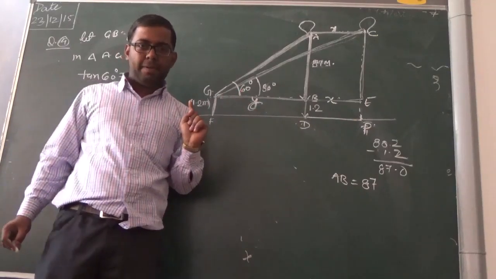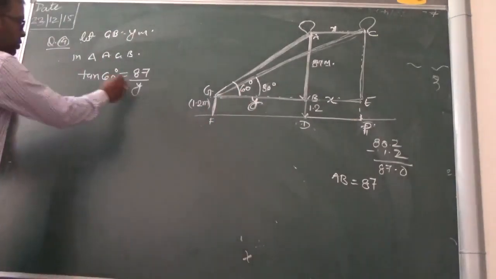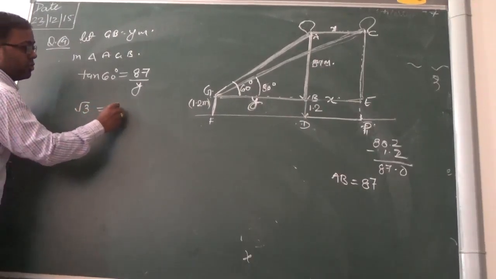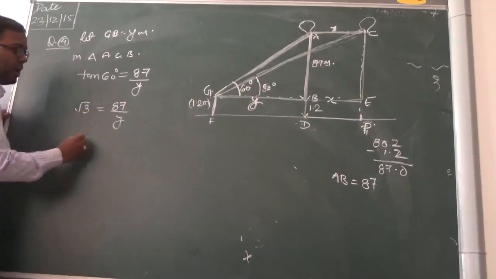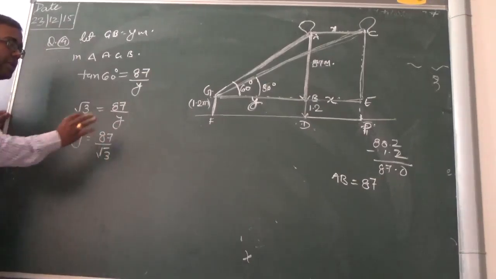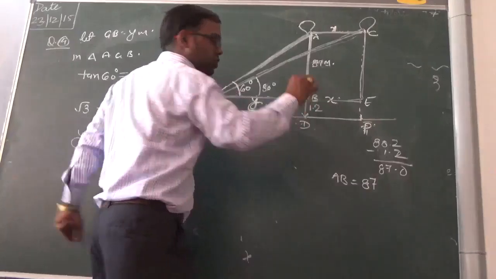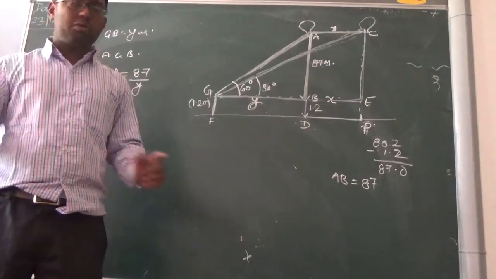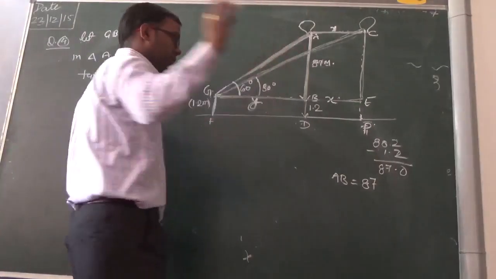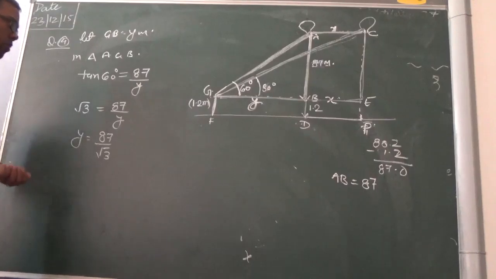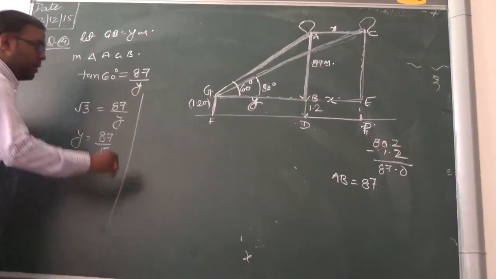So tan 60 is equals to how much? Root 3 is equals to 87 divided by y. So y is equals to 87 by root 3. This is this much intermediate distance. ये कोई काम का ही नहीं है. इसको कुछ भी नहीं करेंगे. So it is 87 by root 3. Now in the bigger triangle.